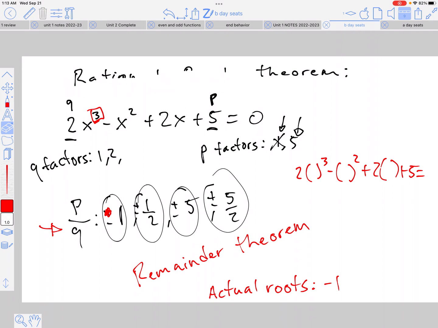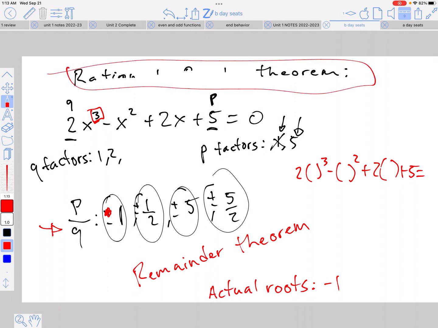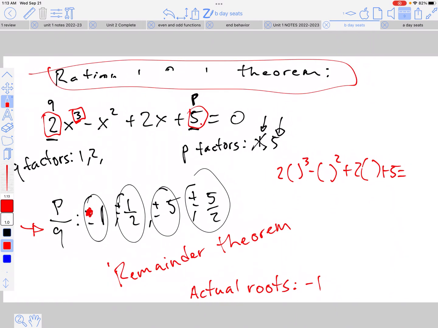So this is the rational root theorem. You find the factors of p, which is the constant, factors of q, which is the leading coefficient, and make sure that you divide every p by every q. So remember, in the alphabet, p comes before q, so p's in the numerator. P divided by q, every factor of p divided by every factor of q. Then you can use the remainder theorem to go through and see which ones are actual roots.